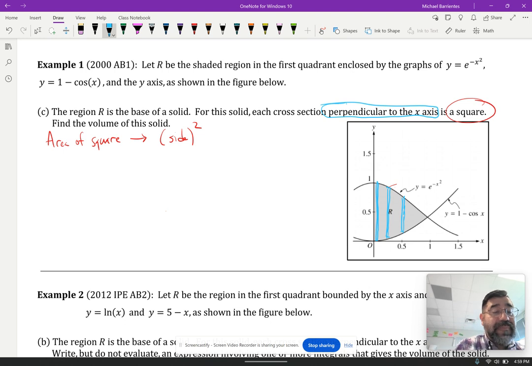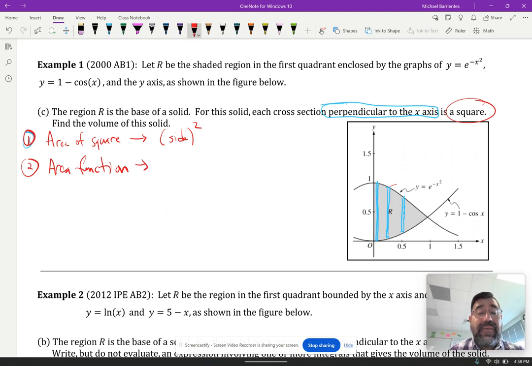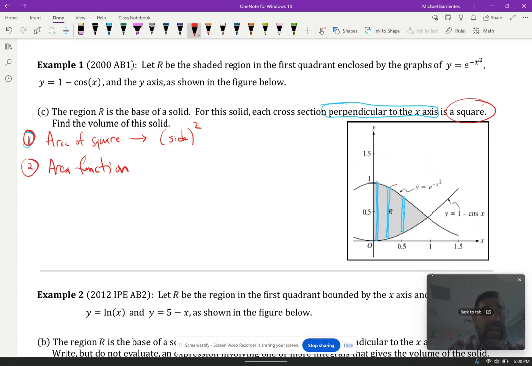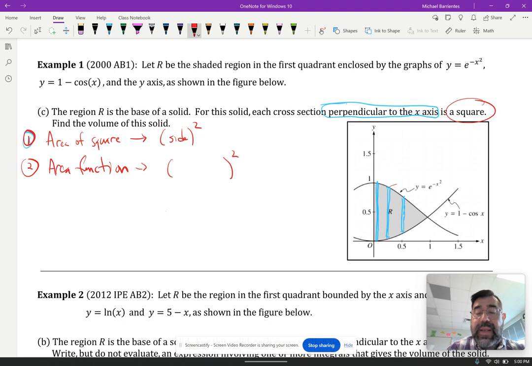This is step one: figure out what formula we're going to use. Step two, let's write an area function. This tells me what I need to find. I need to find this. But because my blue lengths are going to be different, I need to build a function depending on what x value I'm on. And that's going to require me to create a function. Now, how do I do this? How do I find the length?